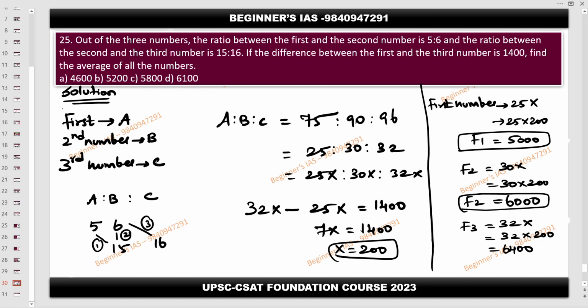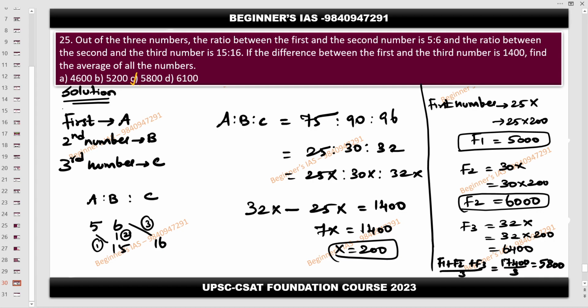So average of all the numbers means what? F1 plus F2 plus F3 by 3, that is the question. F1 plus F2 plus F3 is nothing but 17,400. Divided by 3, obviously it is nothing but 5800. So the answer for this question is 5800.